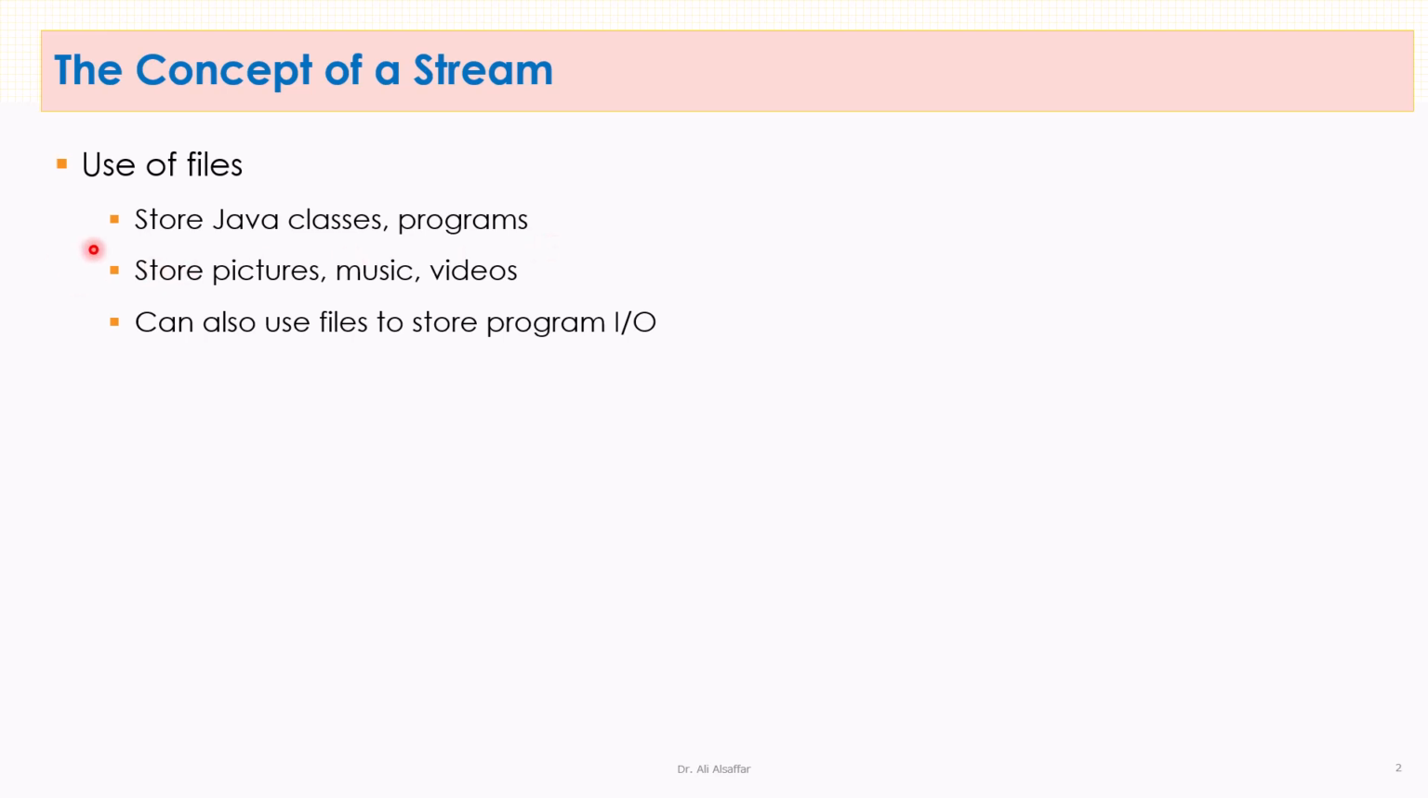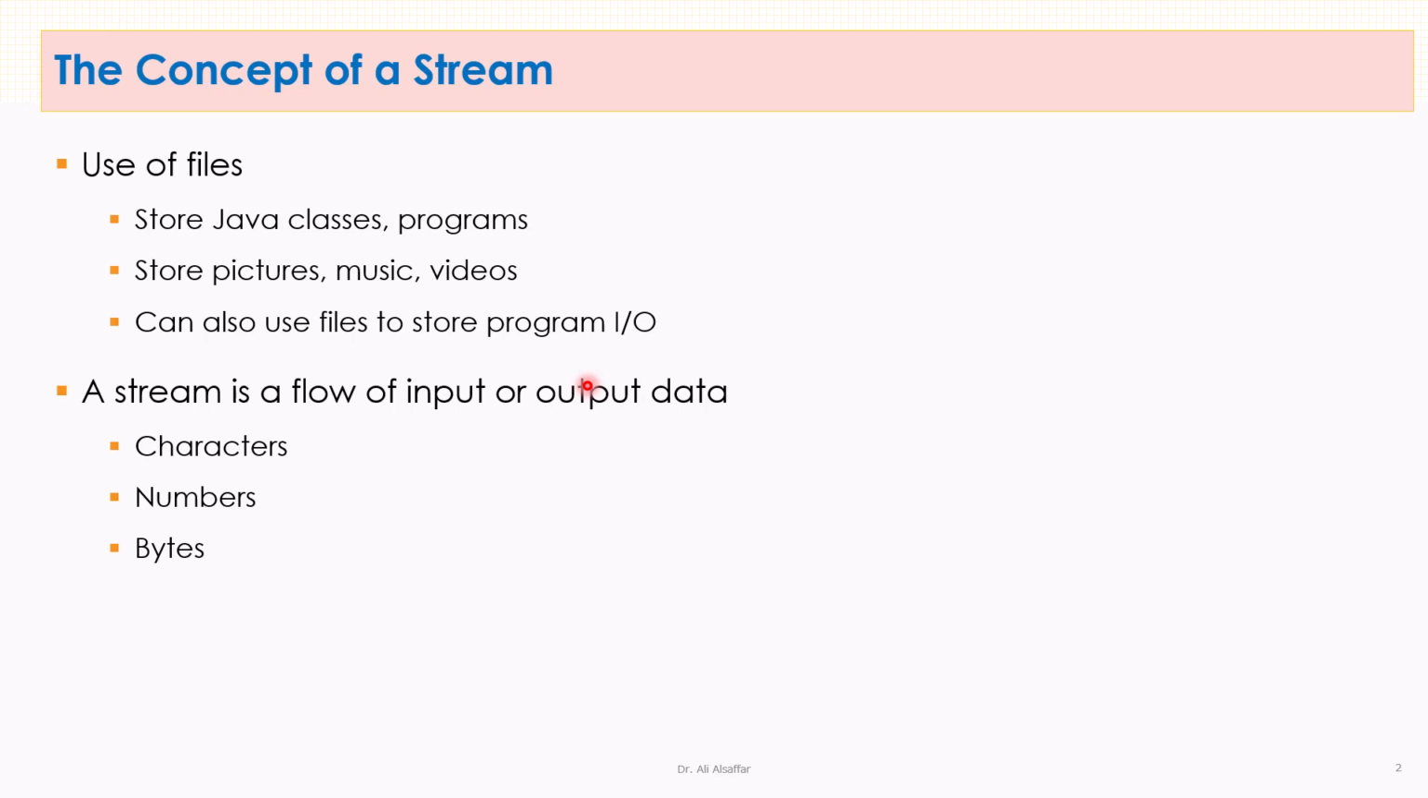Also, we use files to store pictures, music, and videos, and we are also going to use files to store program input-output. This is the purpose of our lecture today: we would like to show you how to use files for storing program input-output. Now in Java, if we want to deal with files, we need to understand the meaning of a stream. So what is a stream, and how do we deal with streams in our Java programs?